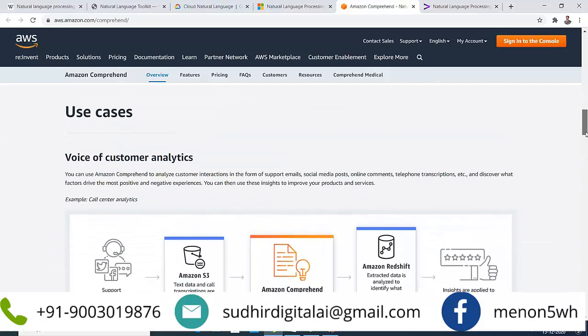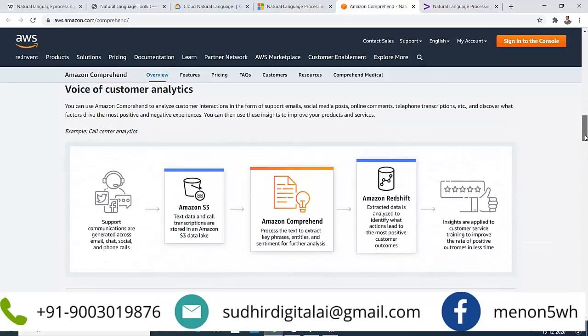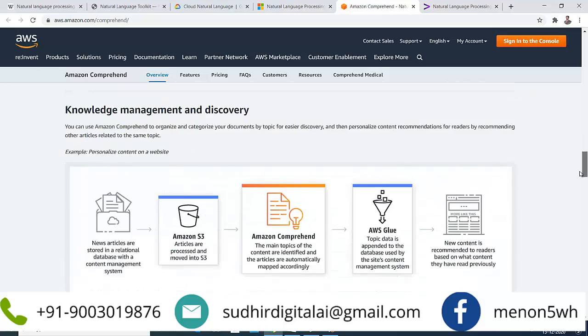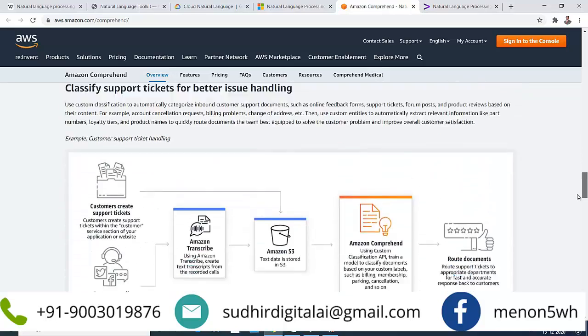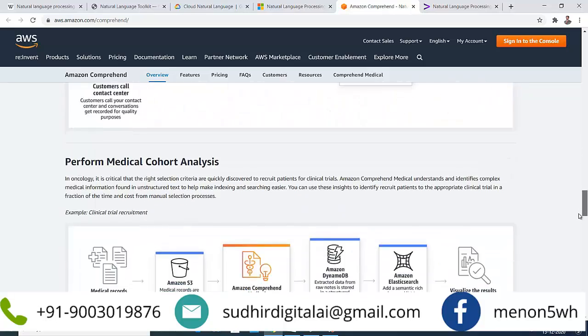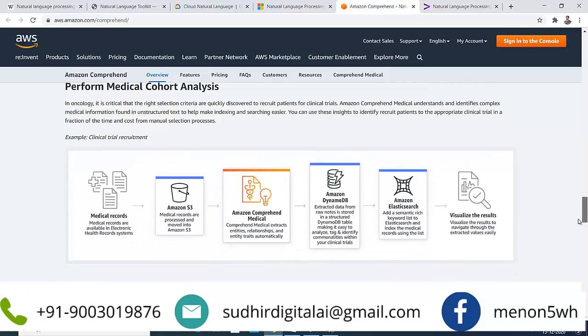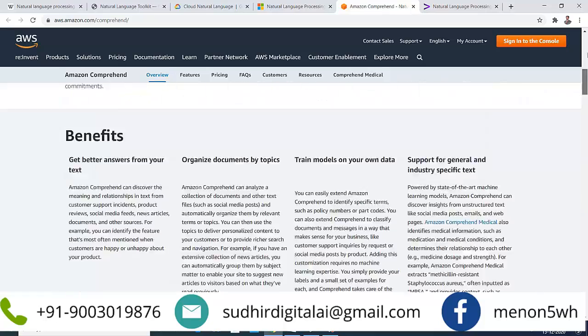There are a lot of use cases here: customer analytics view, more accurate search, knowledge management and discovery, classifying support tickets for better issue handling, and performing medical cohort analysis. A lot of customers are also using it.